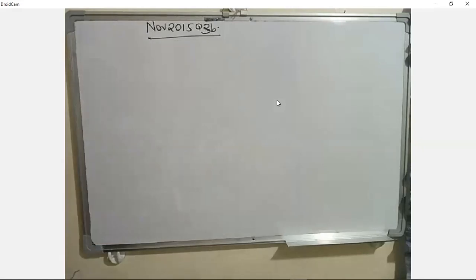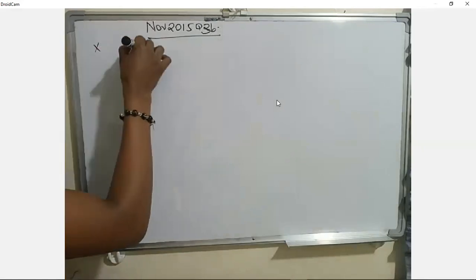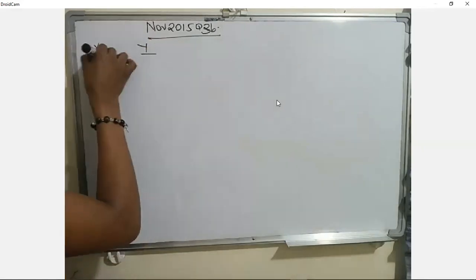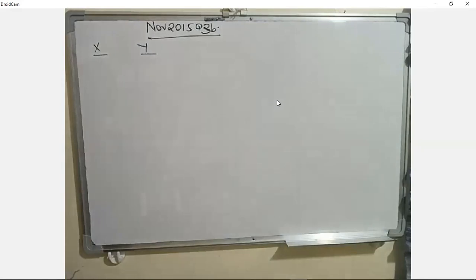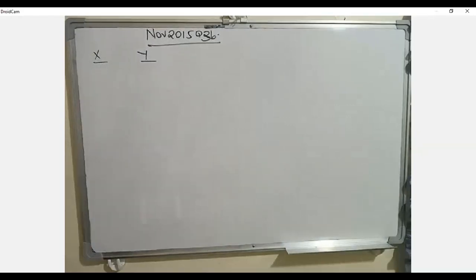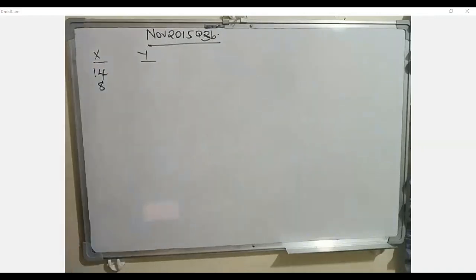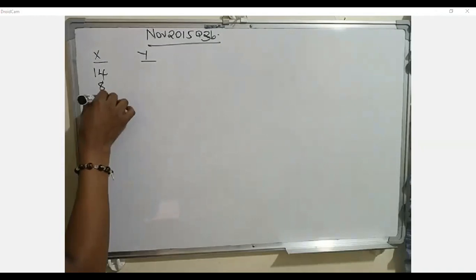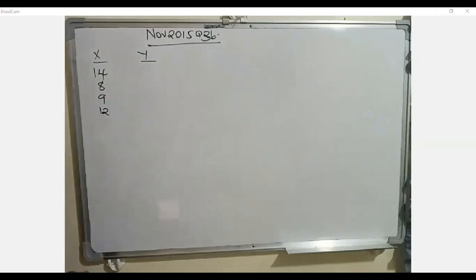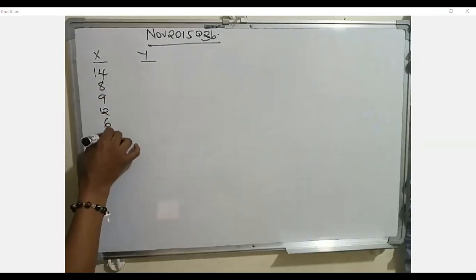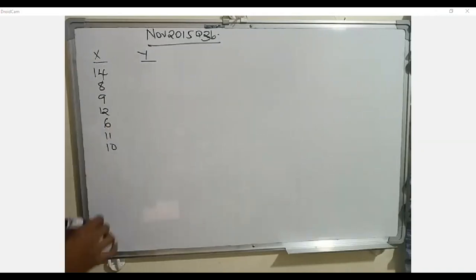So when I want to calculate the regression question, I put my X here and my Y here, because number one, the examiner is talking about coming up with an equation that will be able to fit that data. So I just copy my data here. For X, we have 14, 8, 9, 12, 6, 11, 10, and then 5, 10.